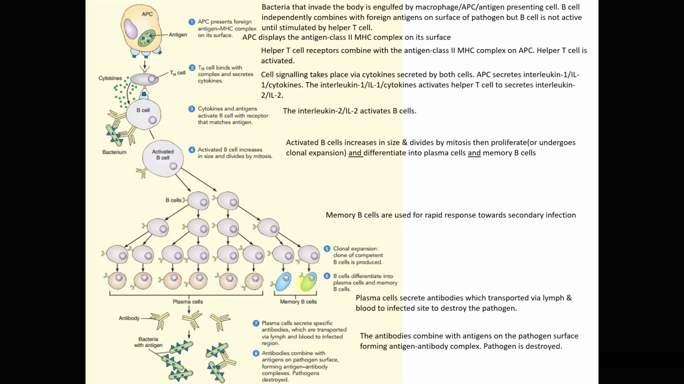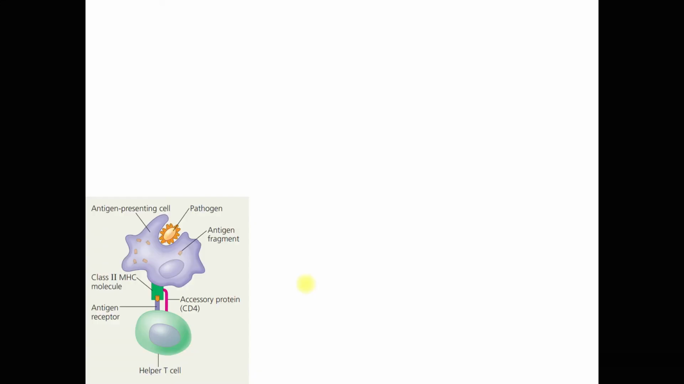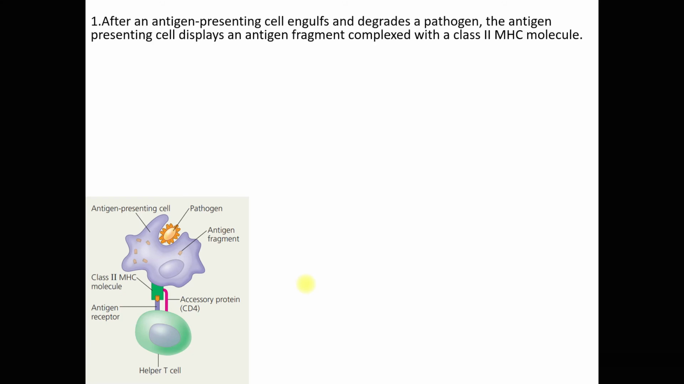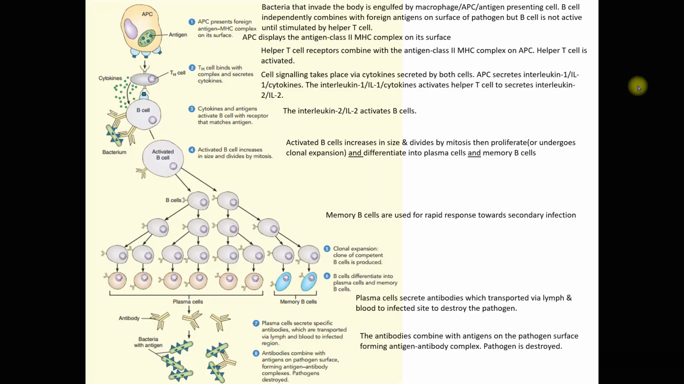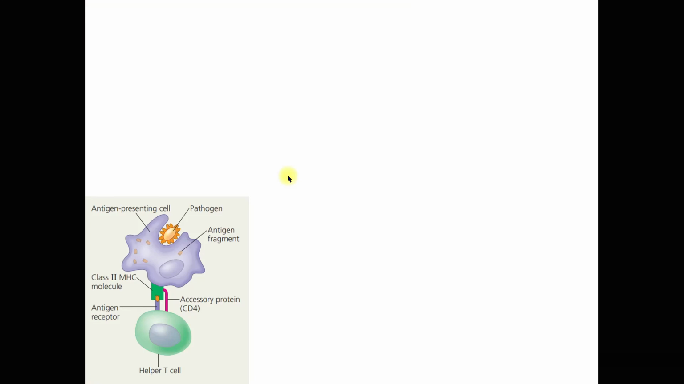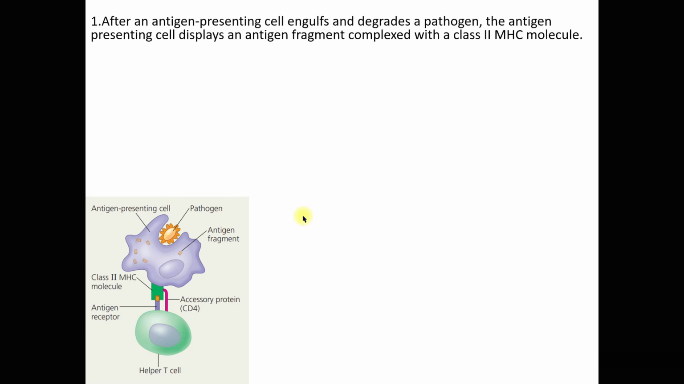Okay. So that is about the humoral immune response. Now, the earlier mechanism, if you found it to be difficult, there is another view for that. Ini mungkin lebih ringkas lah. All right. So after an antigen presenting cell engulfs and degrades a pathogen, you can refer to this diagram here. The antigen presenting cell will display an antigen fragment complex with a class 2 MHC molecule on its surface.